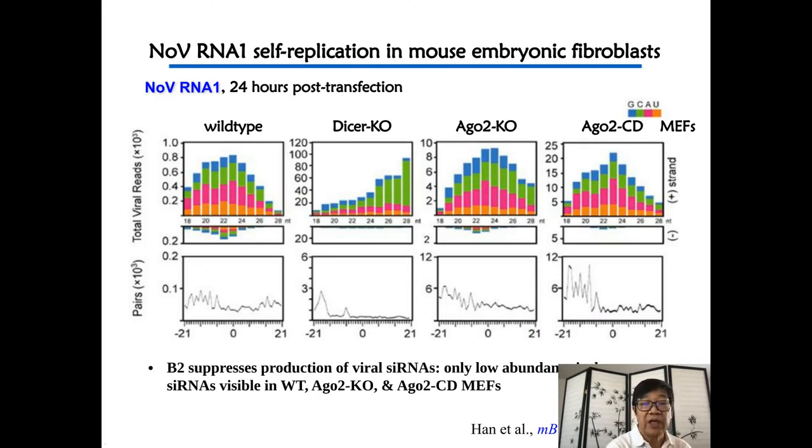However, if we sequence the total small RNA from wild-type RNA1 replicated cells, we find only very low abundance of viral siRNA in wild-type and Ago2 knockout and Ago2-CD cells. So this indicates that B2 suppresses the production of viral siRNAs.